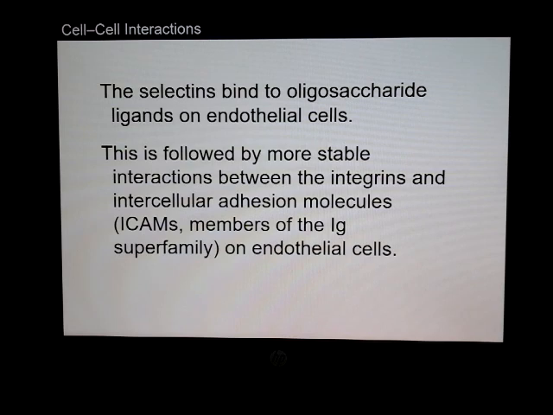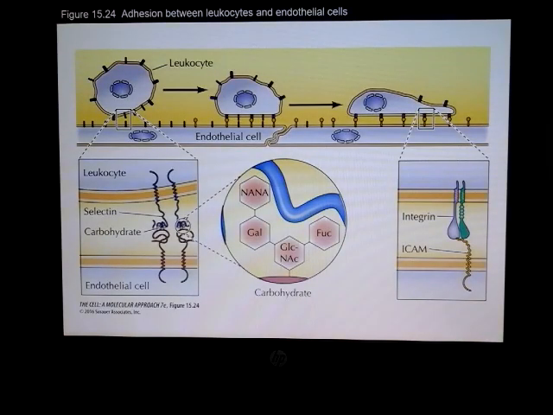And they can then bind to oligosaccharide ligands that are found on endothelial cells. Again, guys, endothelial cells are those that can be found in your blood vessels primarily. Okay, so here's your leukocyte, endothelial cell, that it will attach here, and then it can move along in that direction.